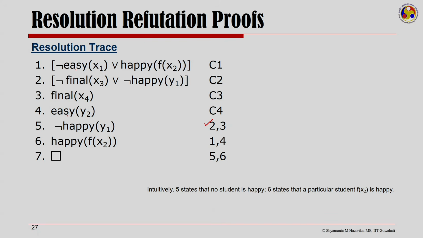Now, how could I get a contradiction from 5 and 6? Intuitively, clause 5 is saying that no student is happy. Clause 6 is saying that a particular student, f of x2, is happy, and therefore I have a contradiction.